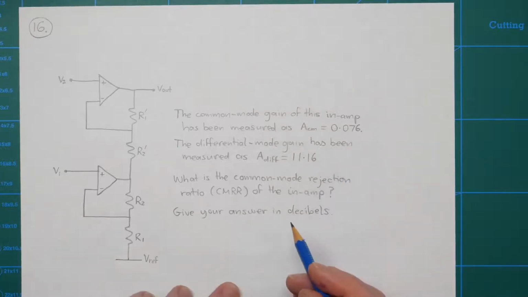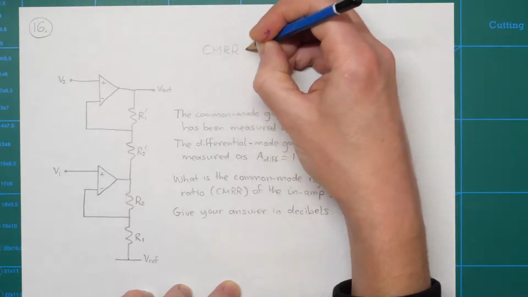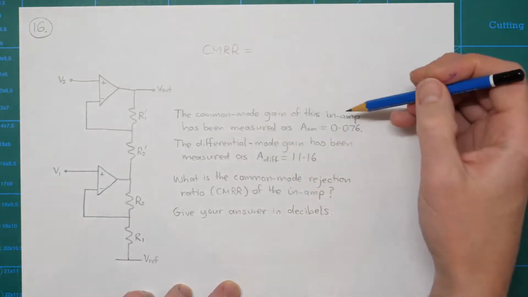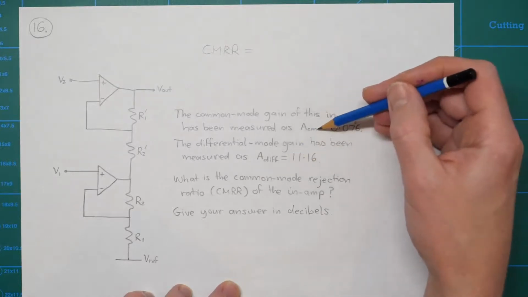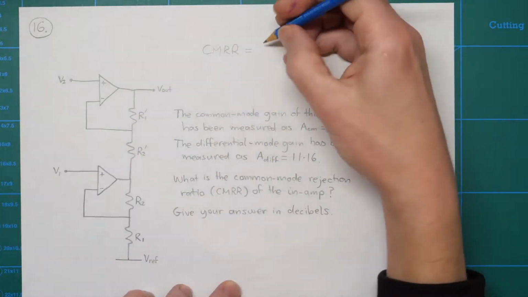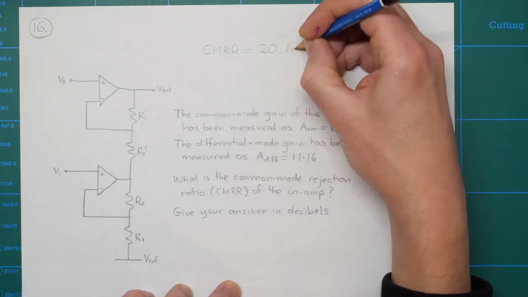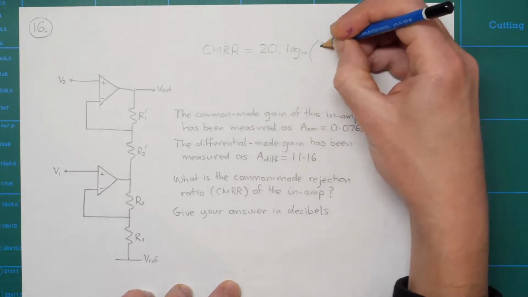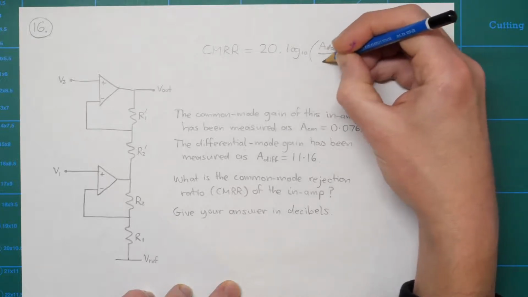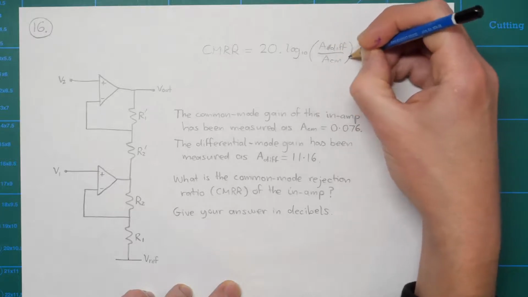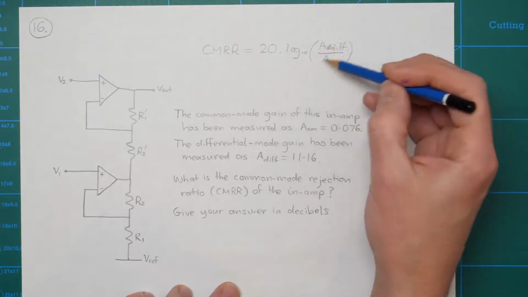The way that you calculate this is fairly simple actually. CMRR is really the ratio of A diff to A CM. So it's just A diff divided by A CM. But in order to express it in decibels, it's going to be 20 log 10 of A diff over A CM. So it's the ratio of the two of these, and we take log to the base 10 of it.